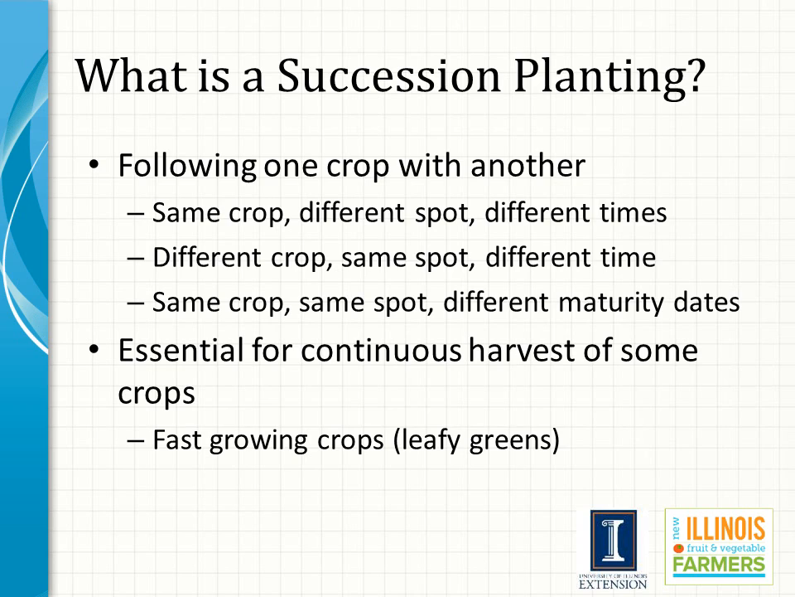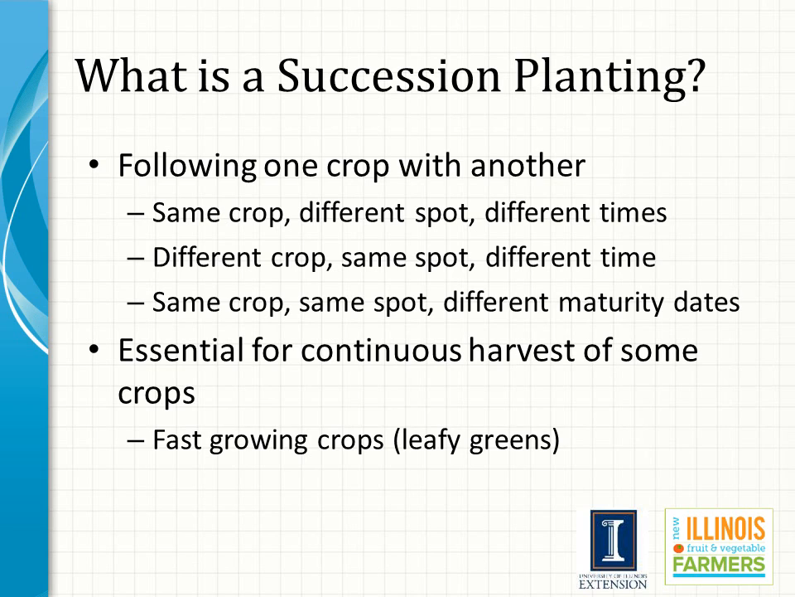So what is a succession planting? There are a number of concepts that define a succession planting. It could be as simple as following one crop with another crop. This could be the same crop in a different spot at different times, like leaf lettuce planted in different beds but a week apart, or a different crop in the same spot at a different time, like an early season crop of radishes that is harvested to make way for a later planting of cucumber, also known as double cropping.